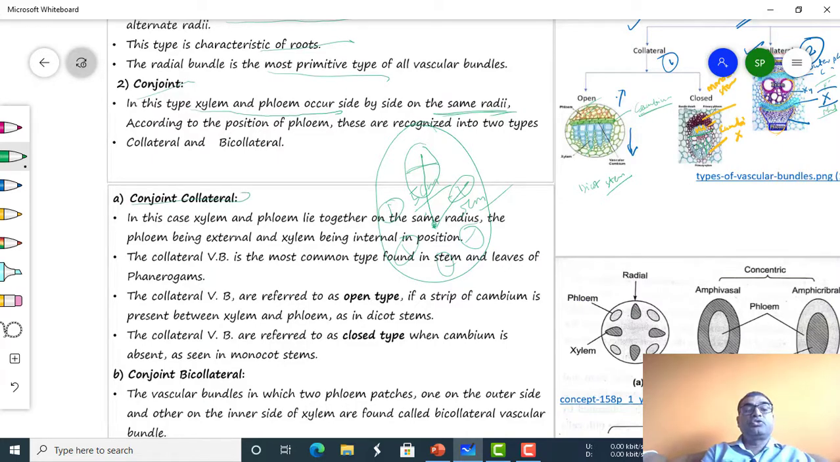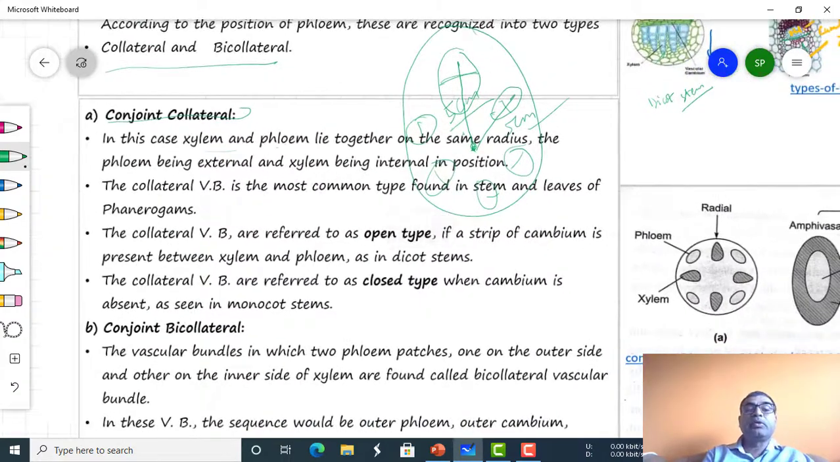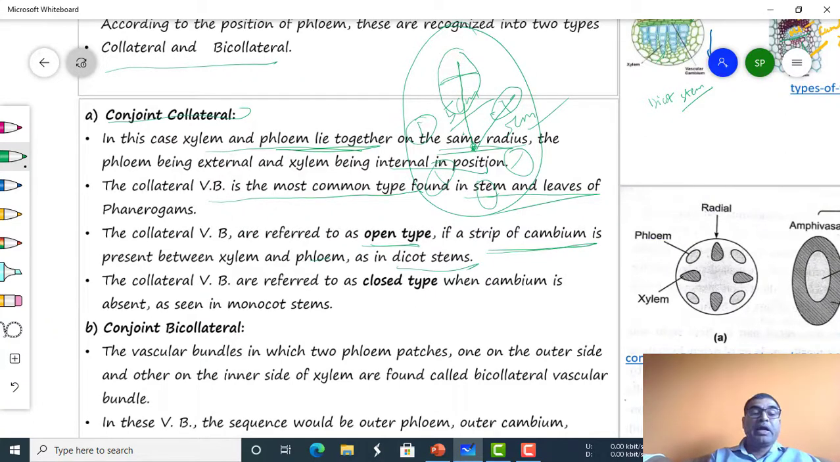It is of two types, conjoint collateral and bicollateral. In case of collateral bundles, xylem and phloem lie together on the same radius. Okay, phloem being external and xylem being internal. Collateral vascular bundle is most common, found in the stem and leaves of the phanerogams. Phanerogams means flowering plants. It is referred to as open if a strip of cambium is present between xylem and phloem as present in the dicot stem, and it is considered to be closed when cambium is absent as observed in the monocot stem.